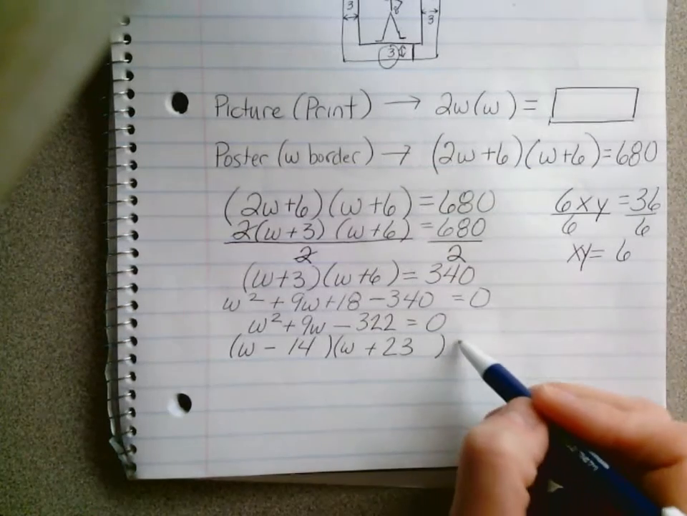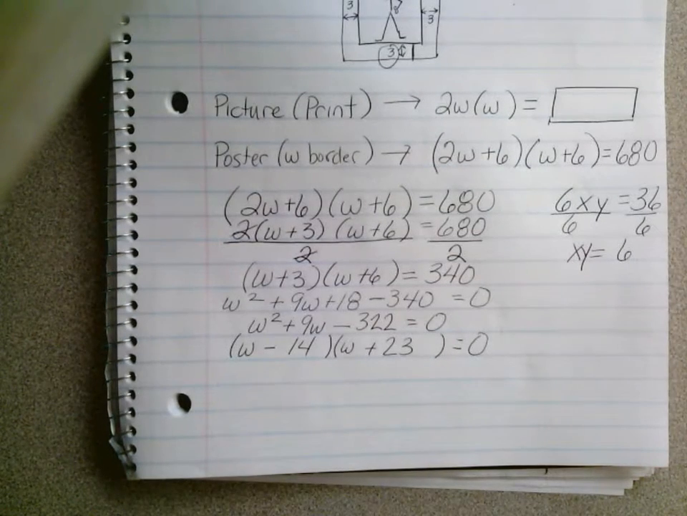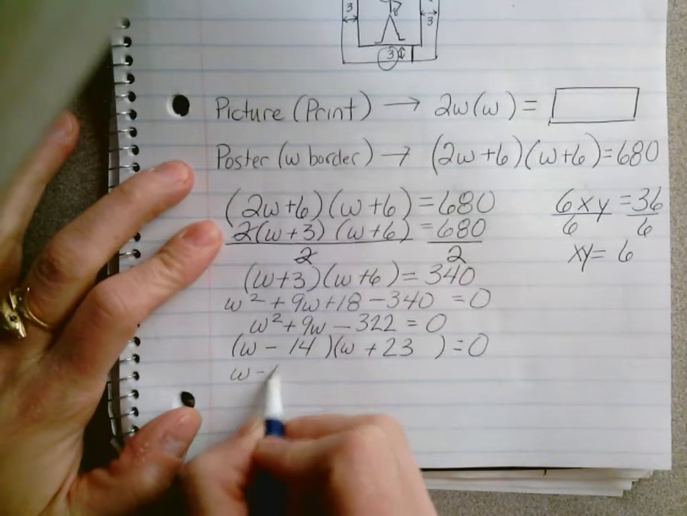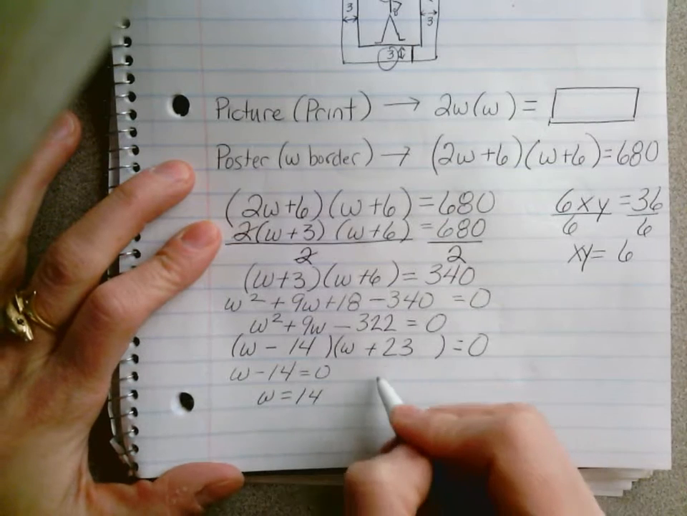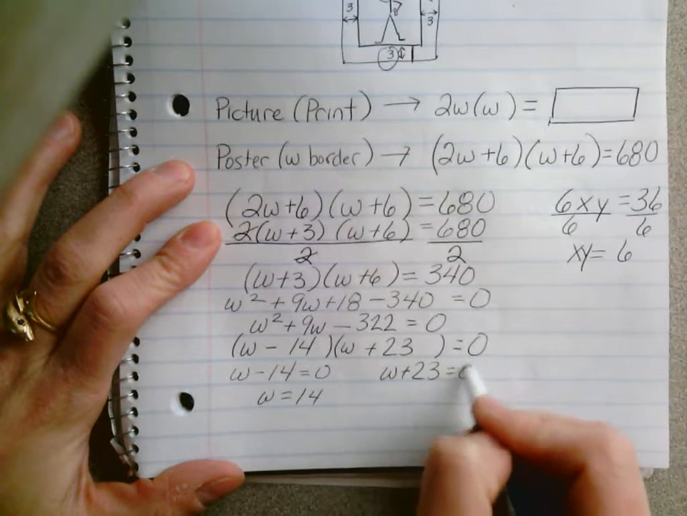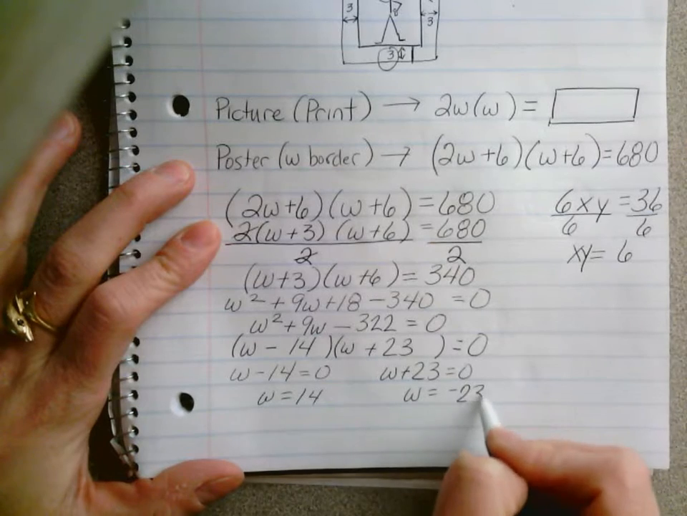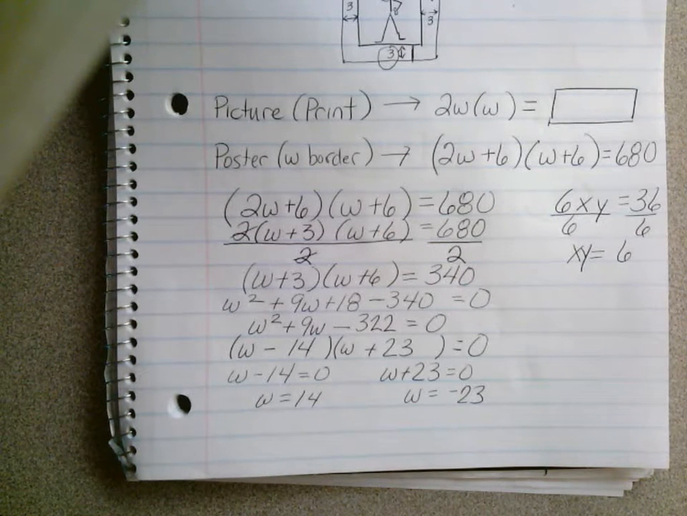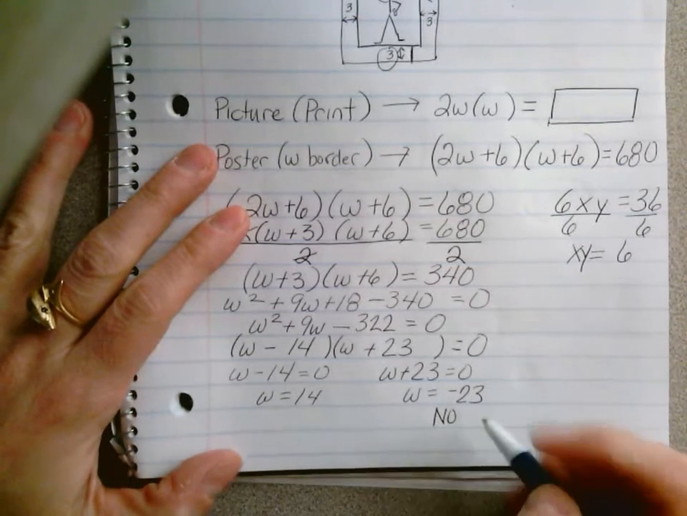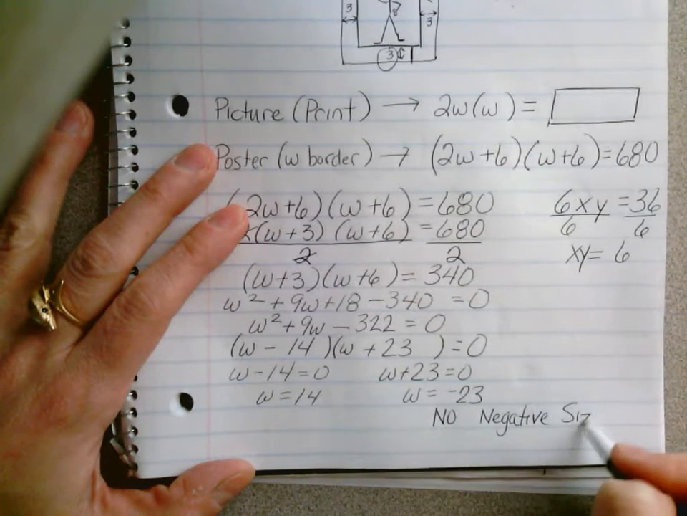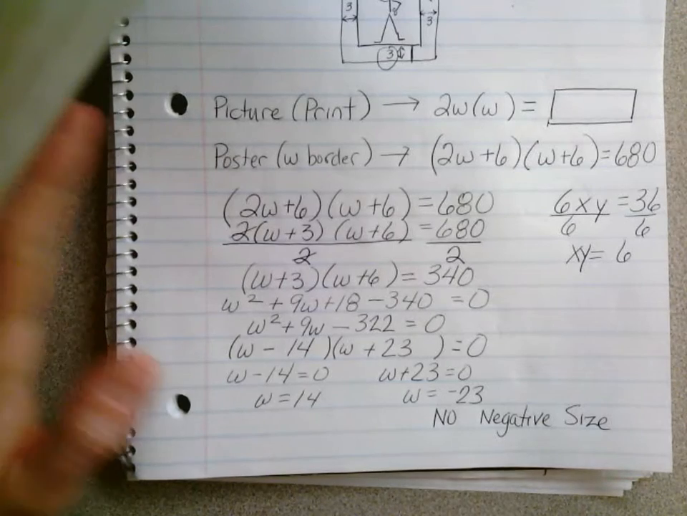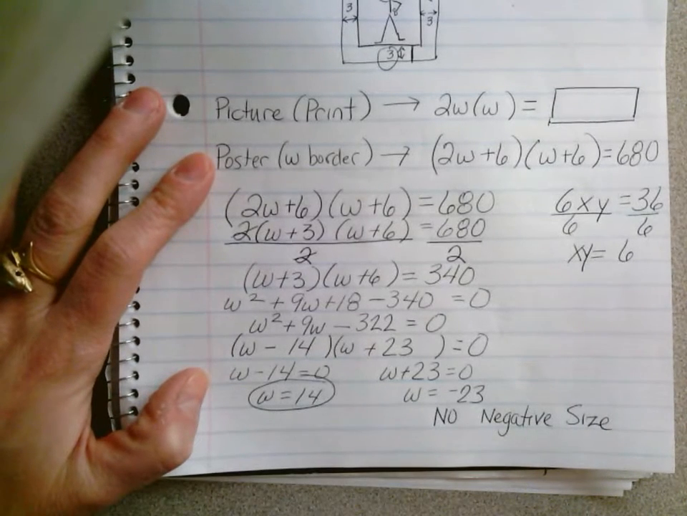Okay. Solve for 0. W minus 14 is 0, so W is 14. Or W plus 23 is 0, so W is negative 23. Which of these two numbers can we throw out? For sure. Yep. No negative size is possible. Okay? 14 is correct for W. That makes sense to me.